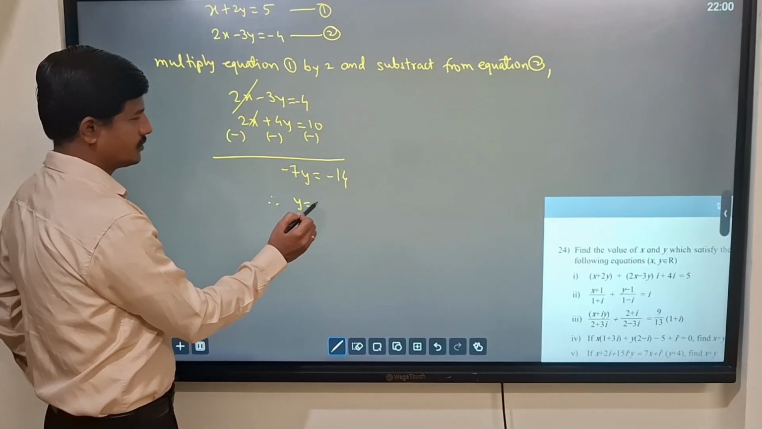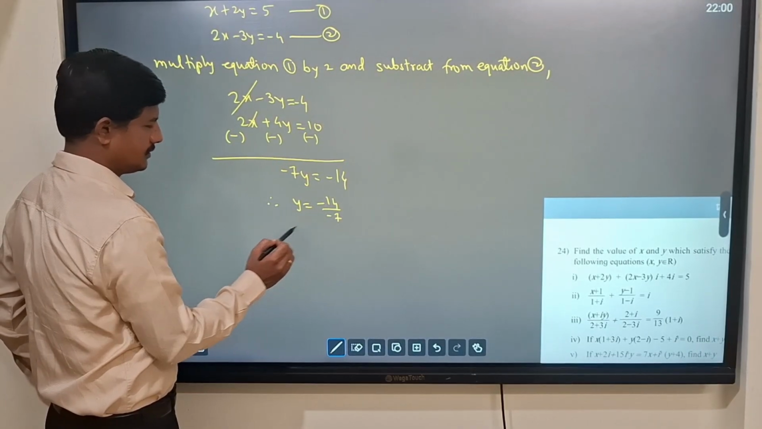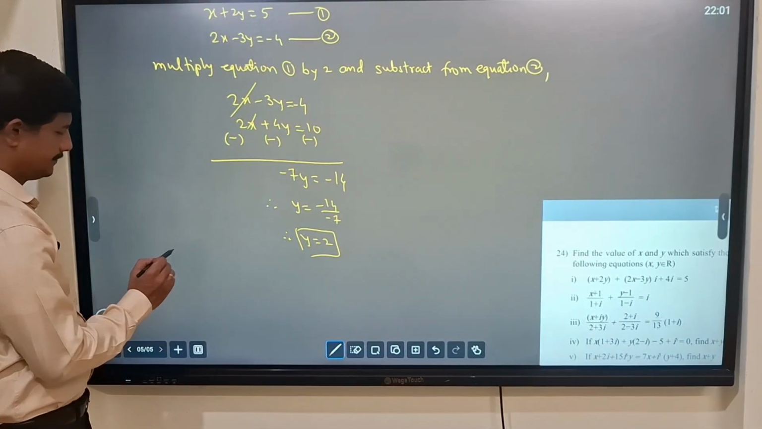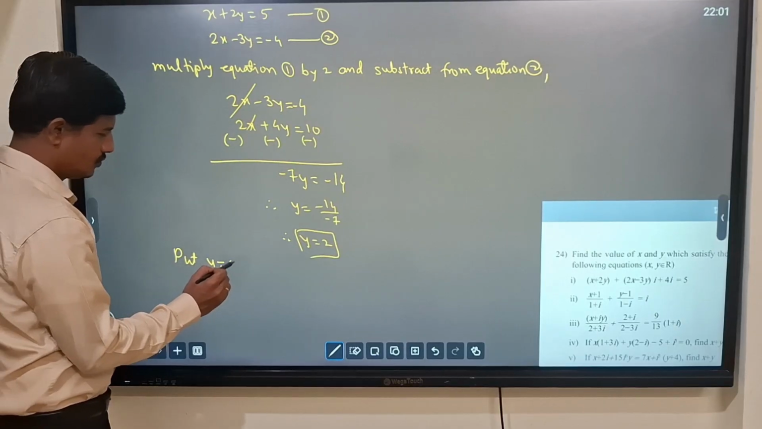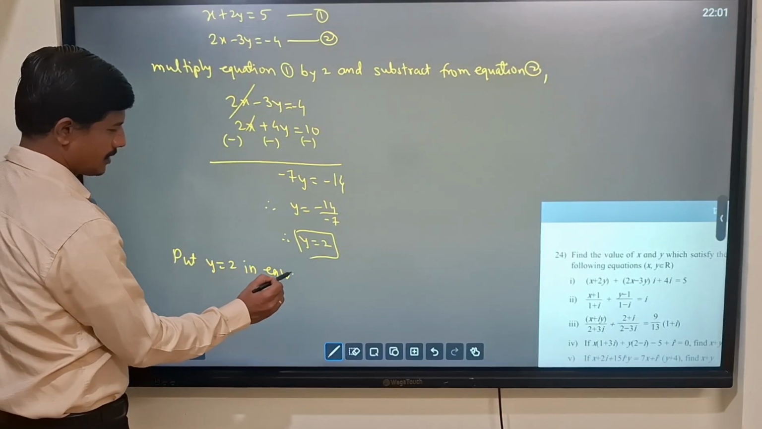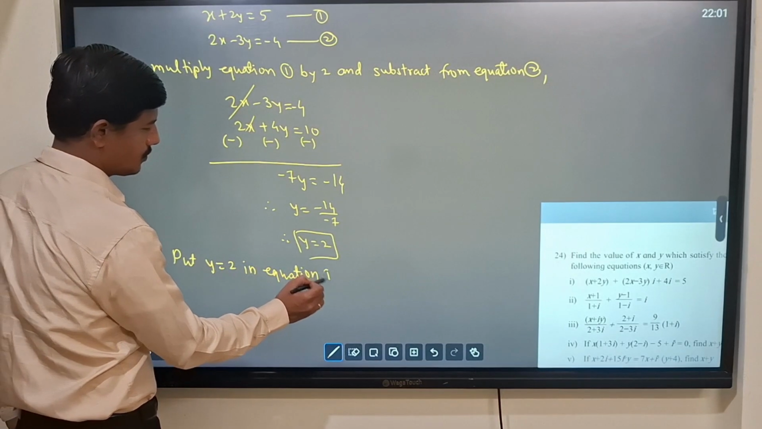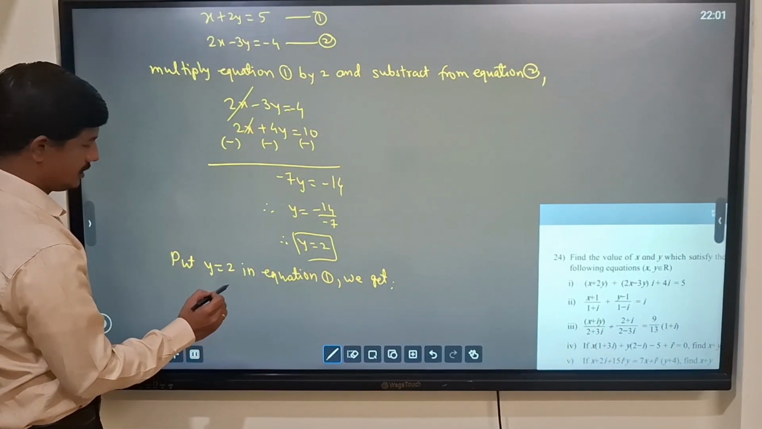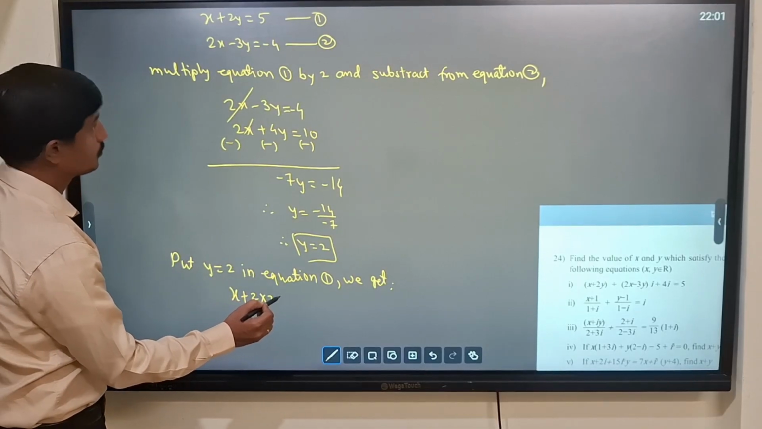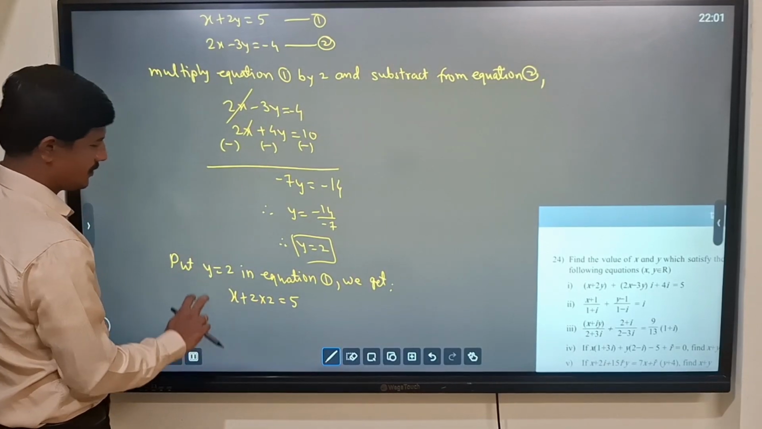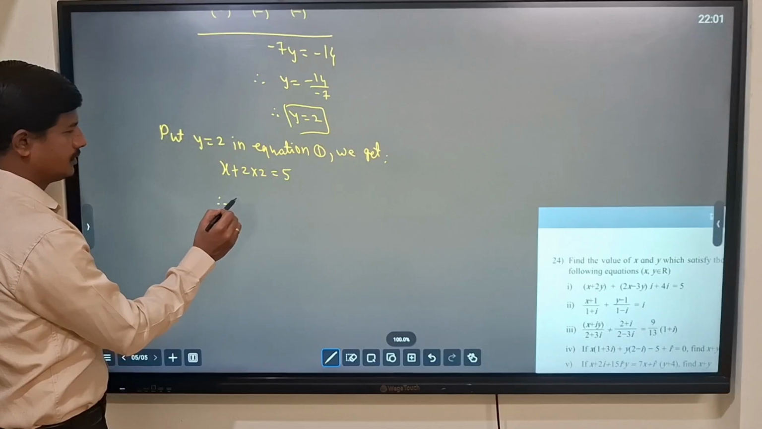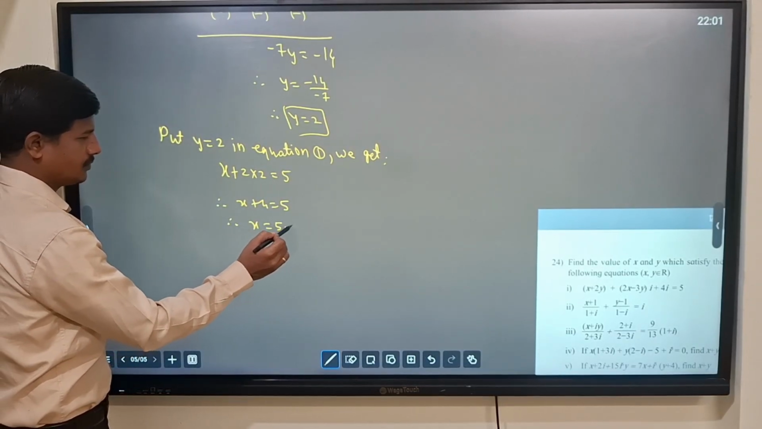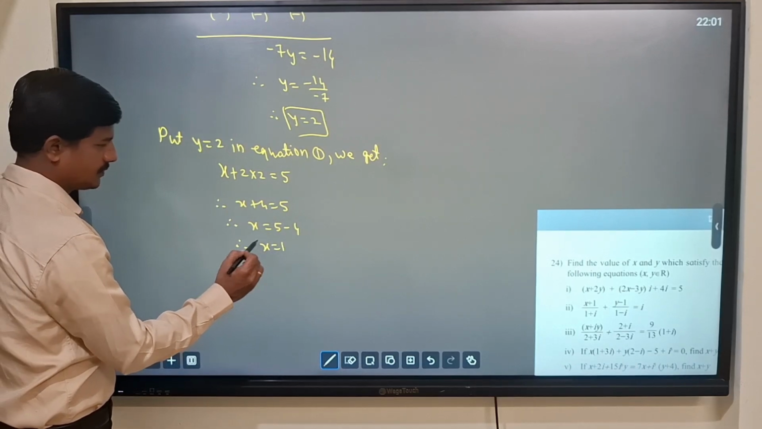Therefore, y is equal to minus 14 by minus 7. Therefore, y is equal to 2. Put y equal to 2 in equation 1. We get x plus 2 into 2 equal to 5. Therefore, x plus 4 equal to 5. Therefore, x equal to 5 minus 4. Therefore, x is 1.